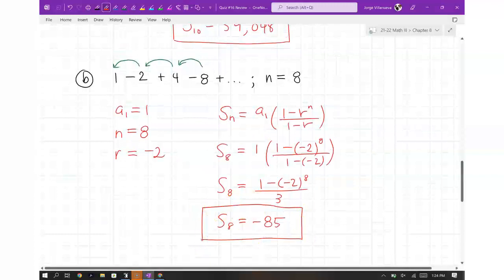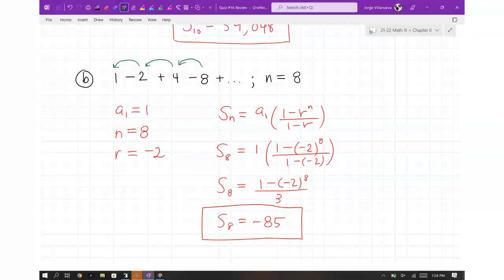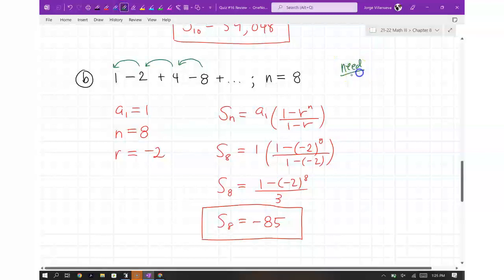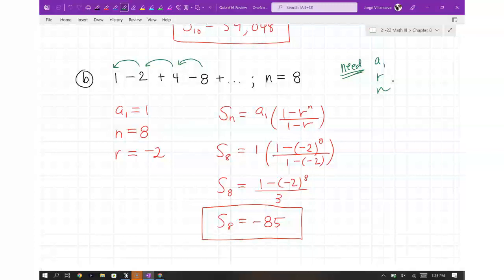So if you want to give yourself like a little hint when you're doing your notes or when you're studying this, for these type of problems, just remember what you need is A sub 1, R, and N. If you have those 3 things, you can do these problems. If you're missing one, then you got to figure it out. Okay? You're going to have to figure them out. Any questions so far? All right. So, there's going to be, I think, like 3 of these questions on your test. Okay? Where you have to use S sub n.